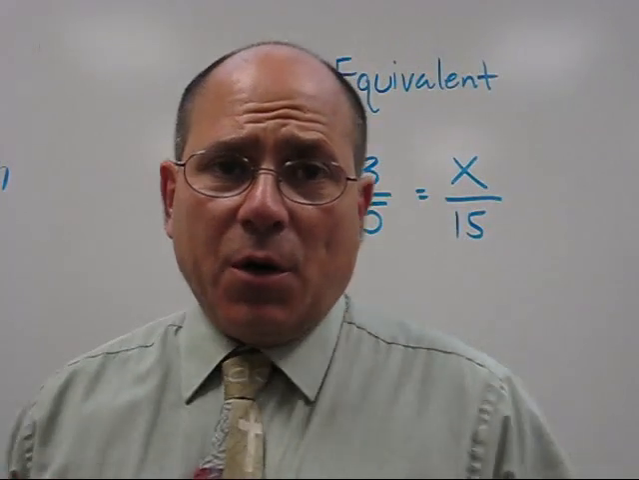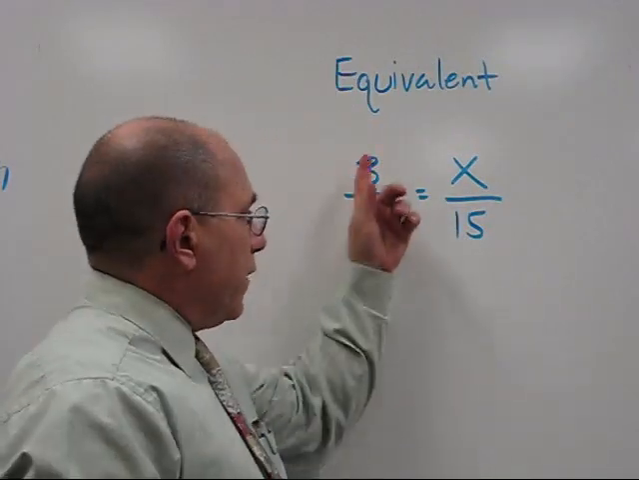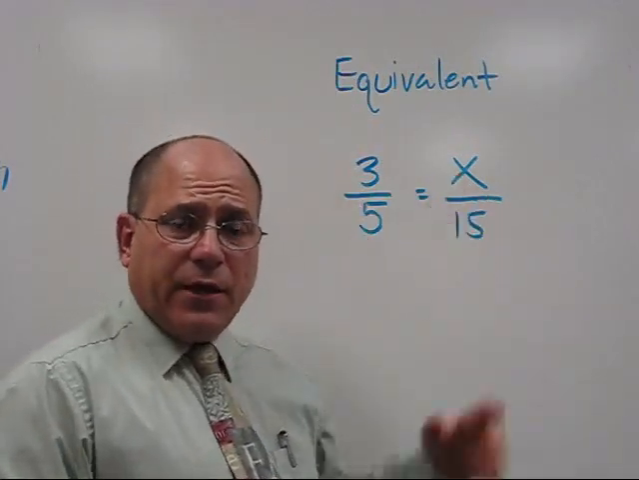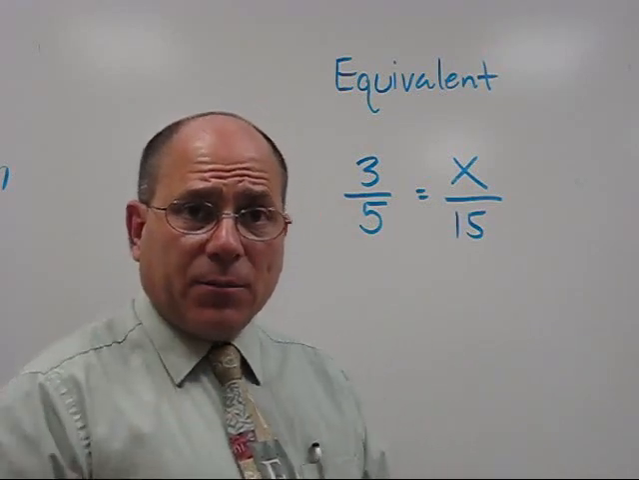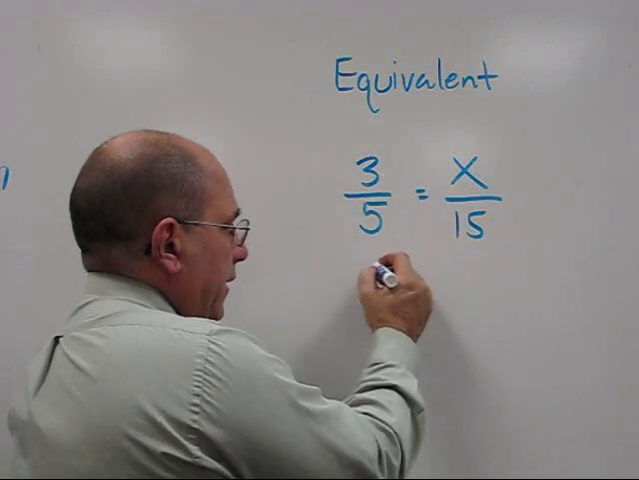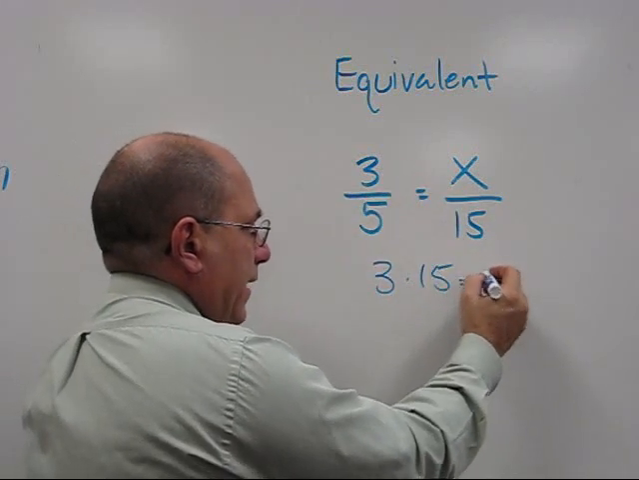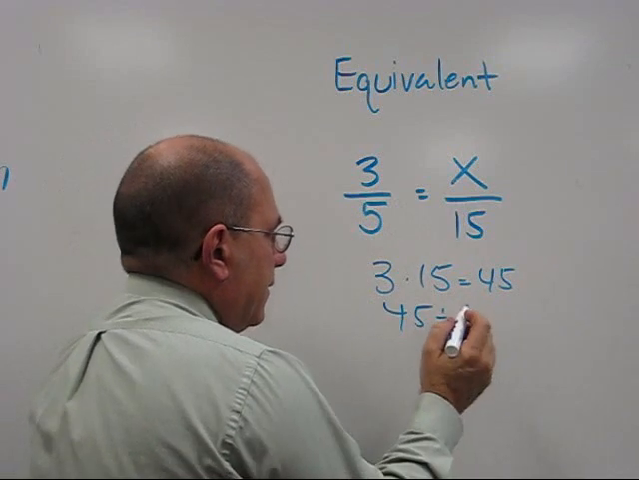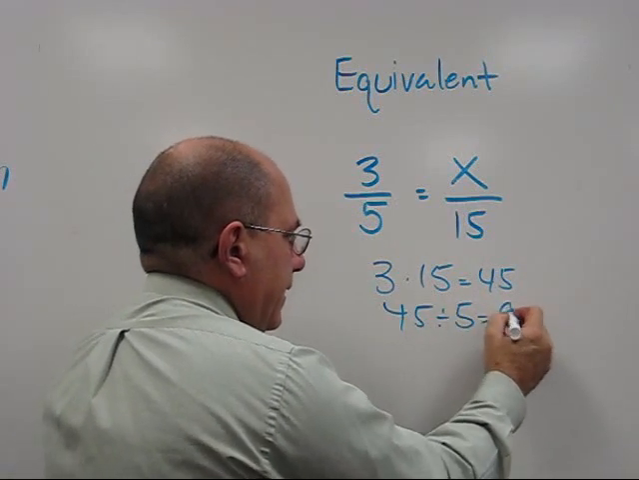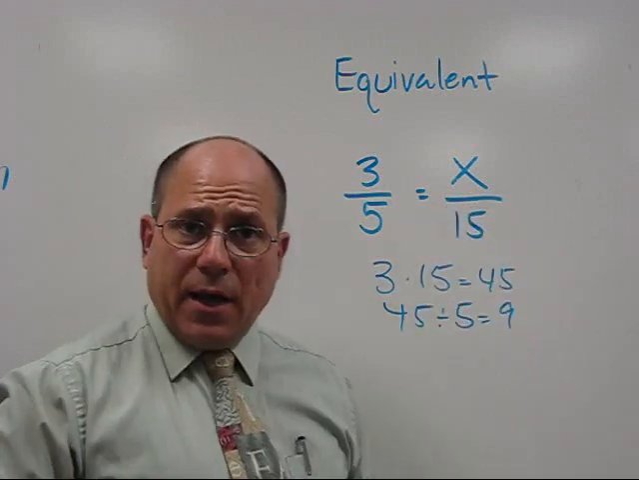The first one we're going to start with today is one like this. It says 3/5 equals blank over 15. And of course, children have to determine what x equals. The way I've taught them to do this is to multiply 3 times 15 and get 45. Then to divide 45 by 5 and get 9. And that would be x equals 9.